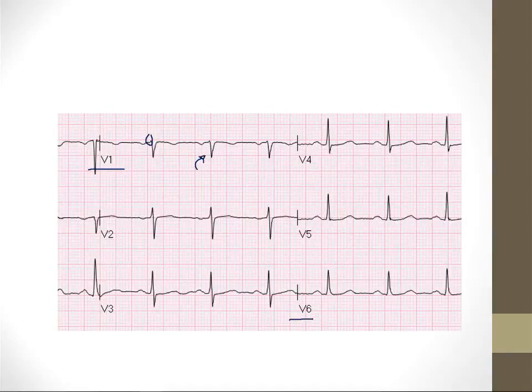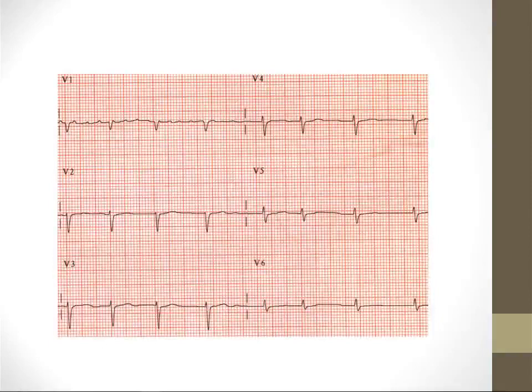When we get to V6, there's basically no S wave, it's all R wave. As we go from V1 to V2 to V3 and on to V6, the R wave gets progressively bigger. By the time we get to V3, we have a taller R wave than S wave, and by V4, the R wave clearly dominates. This is a normal progression of the R wave. And here's an example of poor R wave progression.